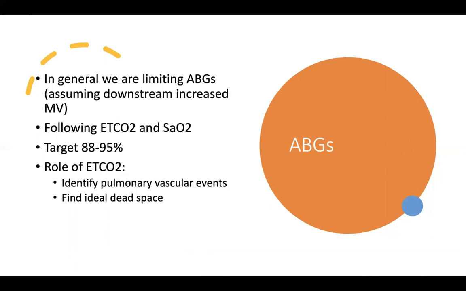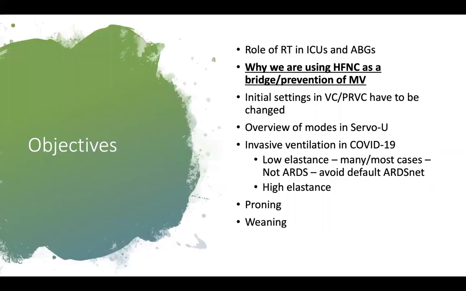But the end-tidal CO2 monitors, of course, changes can signal pulmonary vascular events, pulmonary embolism, and changes and differences between end-tidal CO2 and arterial blood gas values for carbon dioxide can help with finding ideal PEEP and minimizing dead space.